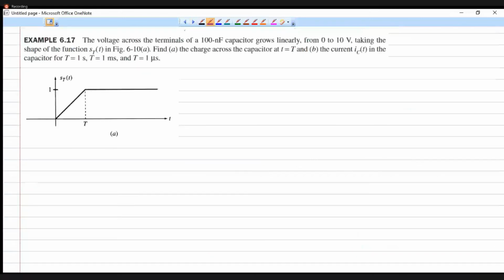So this we need for our analysis purposes. Let us take one example. The voltage across the terminals of a 100 nanofarad capacitor grows linearly from 0 to 10 volt, taking the shape of function s of t. Find the charge across the capacitor at t equal to capital T, and the current in the capacitor at t equal to 1 second, 1 millisecond, and 1 microsecond. Can you do this?